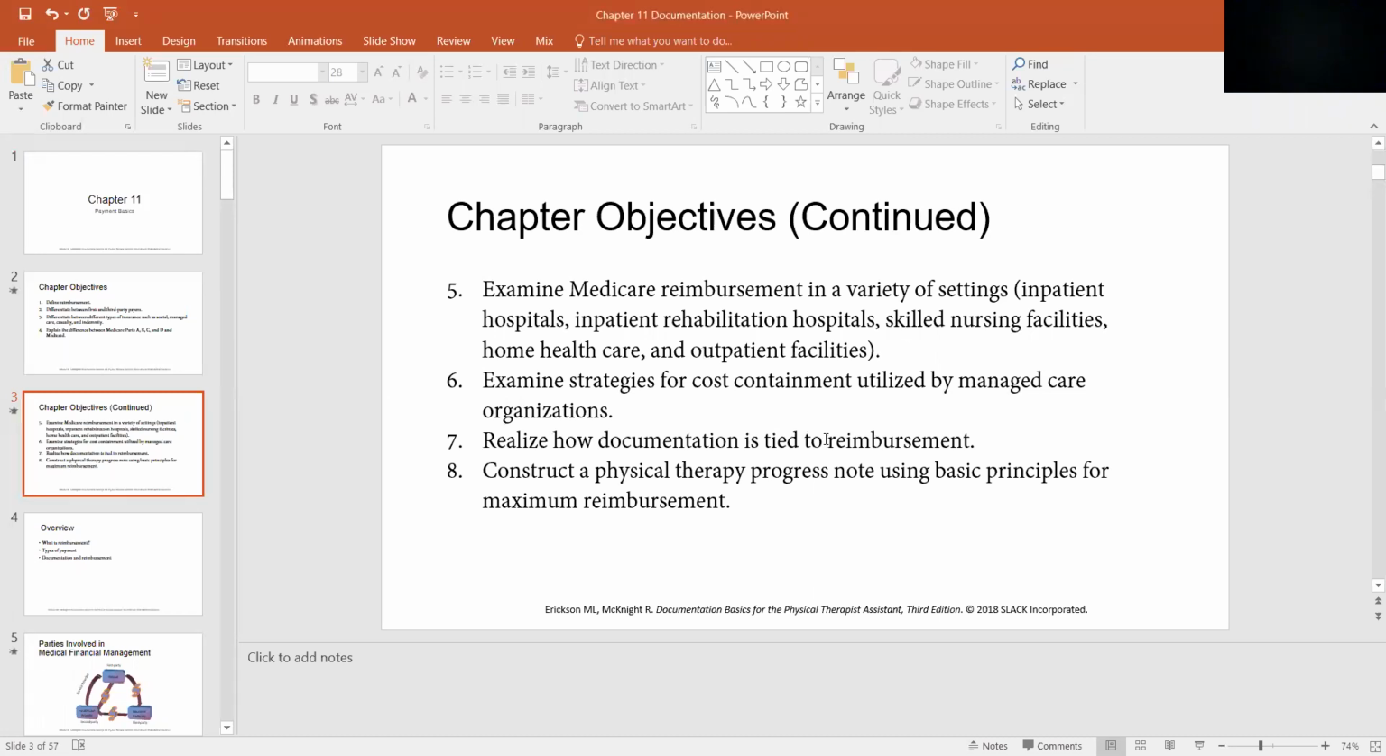Examine the strategies for cost containment utilized by managed care organizations. You guys are going to understand how documentation is tied to reimbursement, which you've already heard me talk about. And you are going to, after this, be able to construct a physical therapy progress note or daily note using good principles for reimbursement. And that isn't going to come 100% on Friday, but again, it's going to evolve over the quarter.